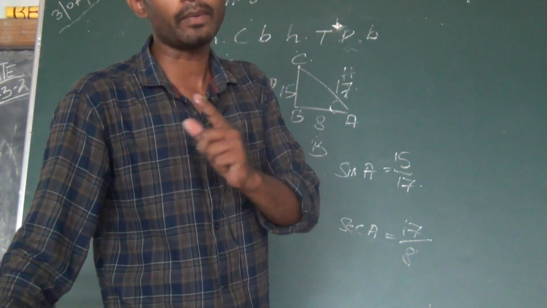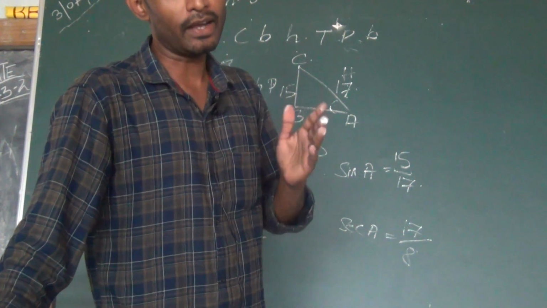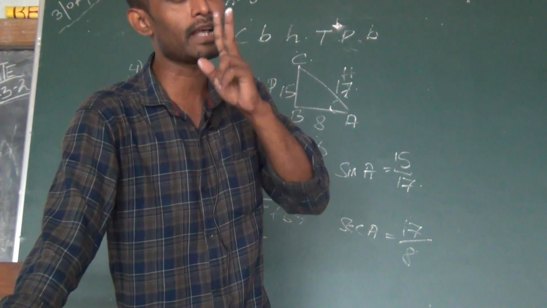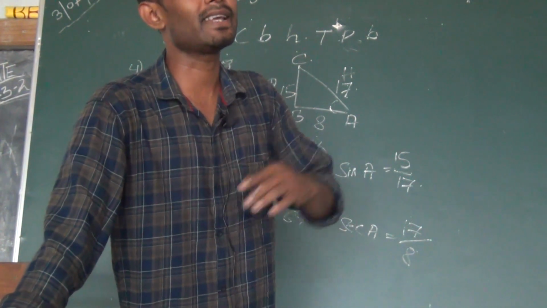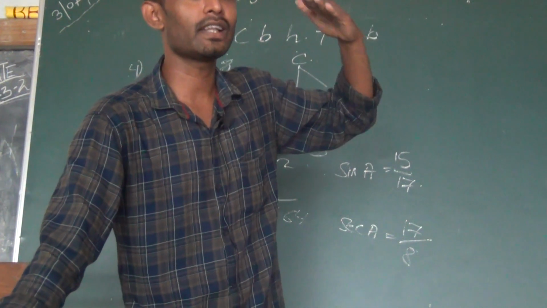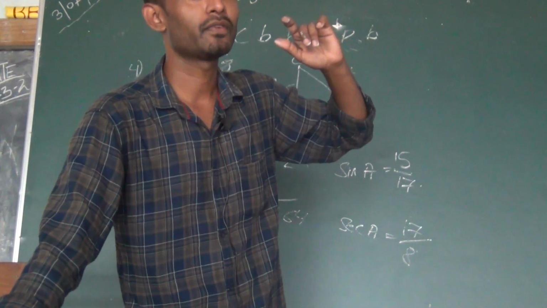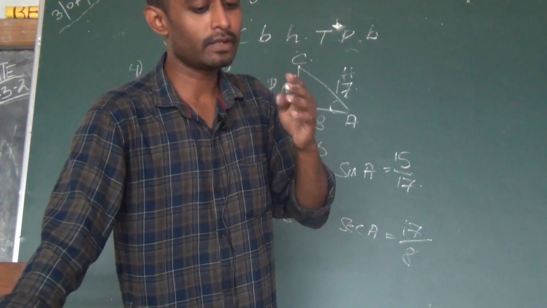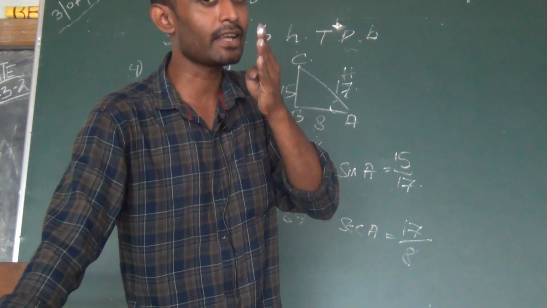So number 5, you try by yourself. In number 5, sec theta is given as 13 by 12. That means two sides are given, so with the help of the Pythagoras theorem you will get the third side. Try to memorize some questions. If they give you 13, 12, you should know the last side will be 5, because we have come across many questions. 13, 12, 5.